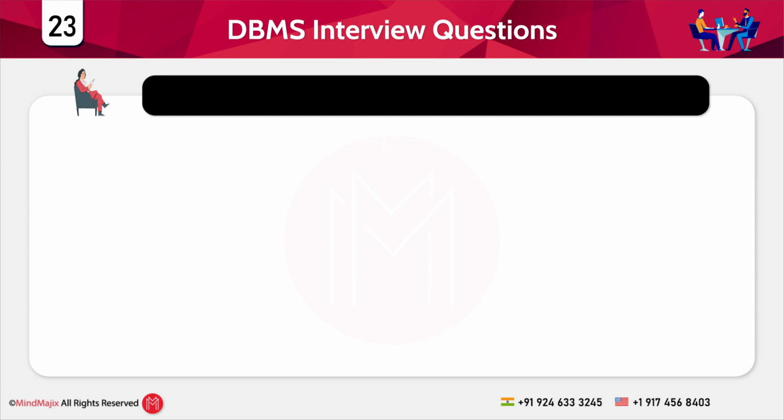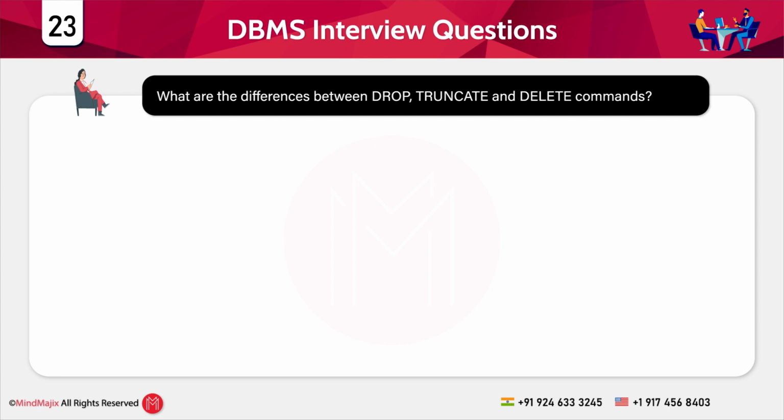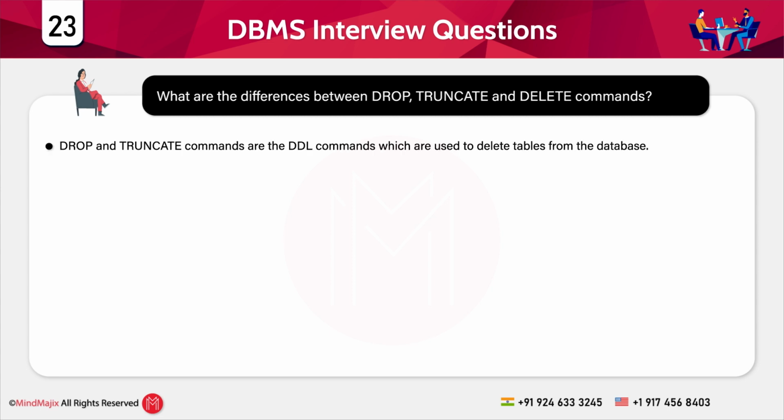The next question is, what are the differences between drop, truncate, and delete commands? So guys, drop and truncate commands are DDL commands which are used to delete the tables from the database. Once the table gets deleted, all the privileges and indexes that are related to the tables also get deleted. These two operations cannot be rolled back, and so one should use them only when it is necessary.